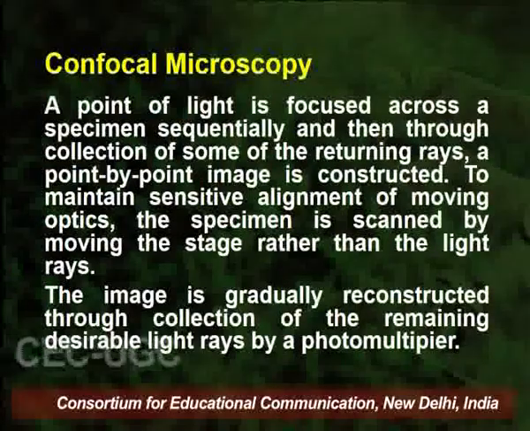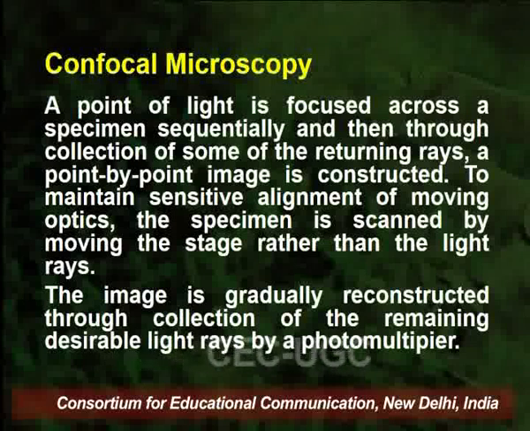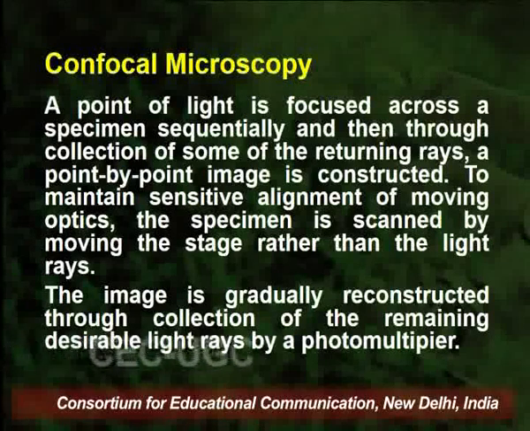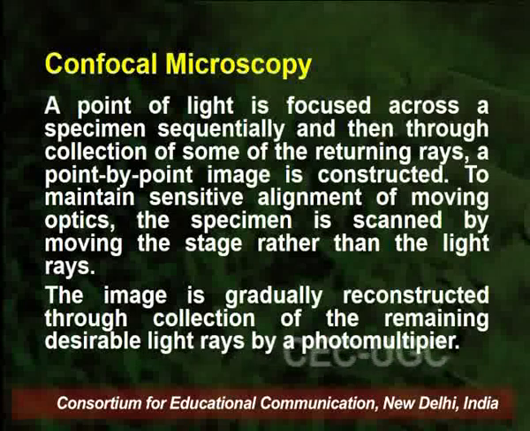A point of light is focused across a specimen sequentially and then through collection of some of the returning rays, a point-by-point image is constructed. To maintain sensitive alignment of moving optics, the specimen is scanned by moving the stage rather than the light rays, and the image is gradually reconstructed through collection of the remaining desirable light rays by a photomultiplier.